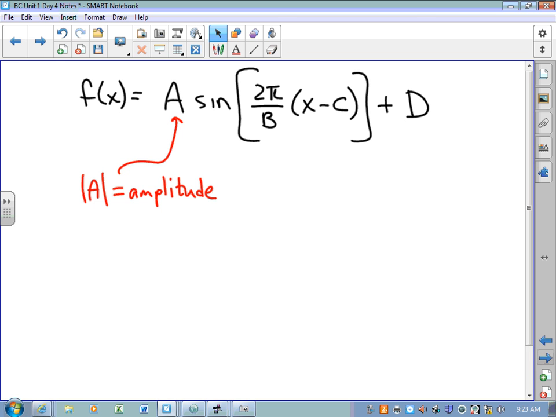But what is A? A is a vertical dilation. It's just a vertical stretch. So the amplitude, we talk about that being the height of a sine function, but really it's just a vertical stretch. So what happens here? B.